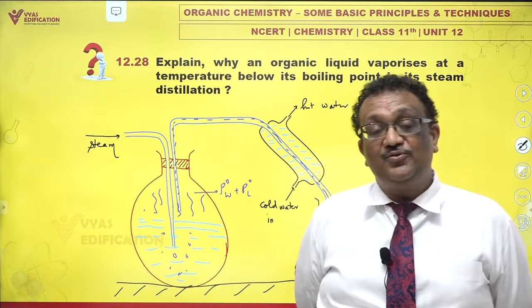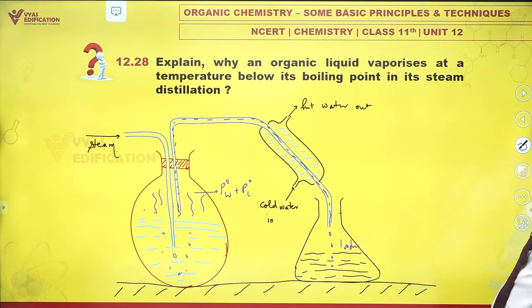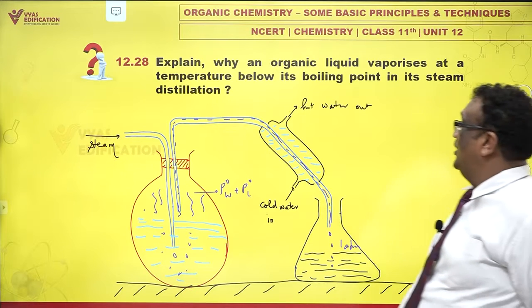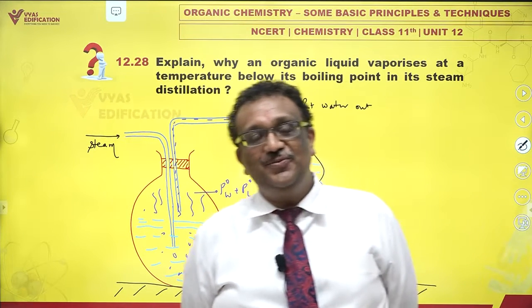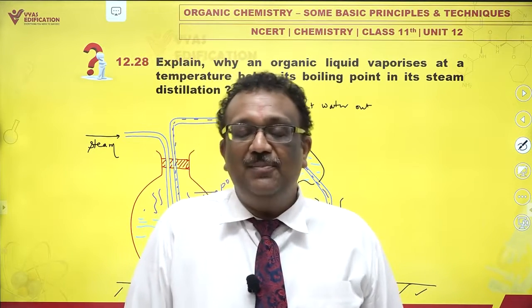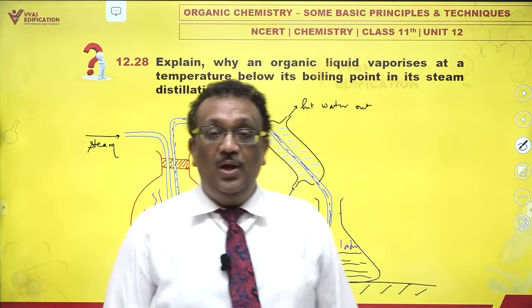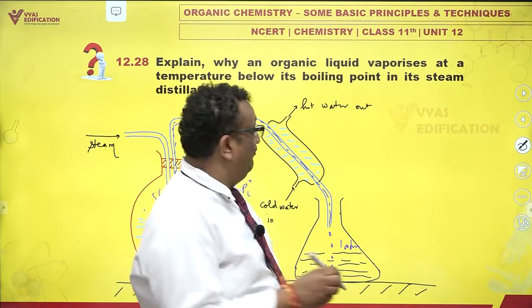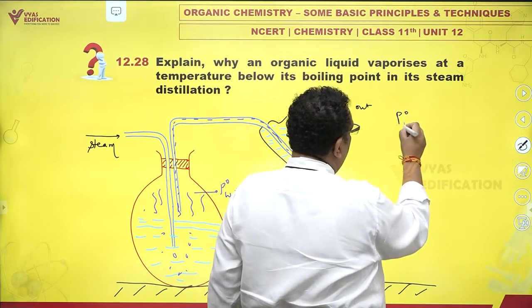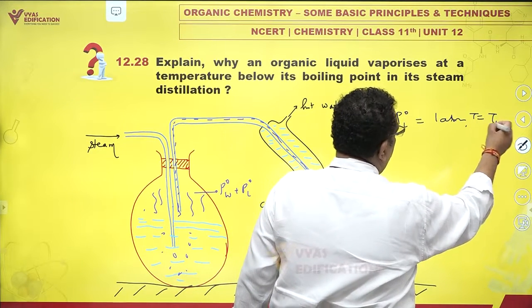Well, let's take a look at this very interesting question which says, explain why an organic liquid vaporizes at a temperature below its boiling point in steam distillation. Before we actually attempt this question, I just want to revise a piece of theory for you. What is boiling point mathematically? The temperature at which vapor pressure of a liquid becomes equal to 1 atmosphere is called the boiling point.